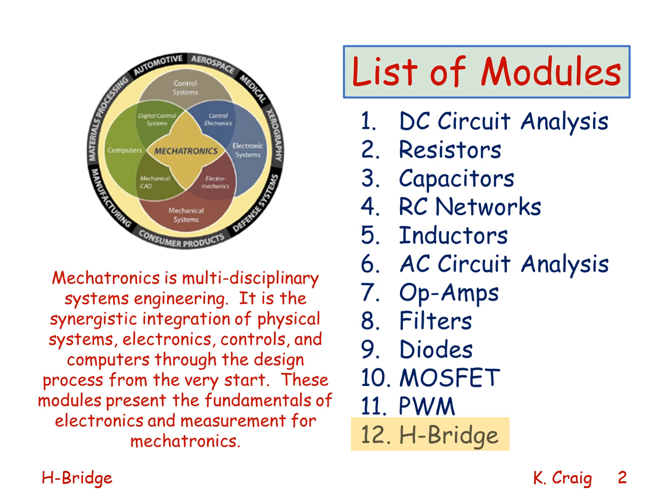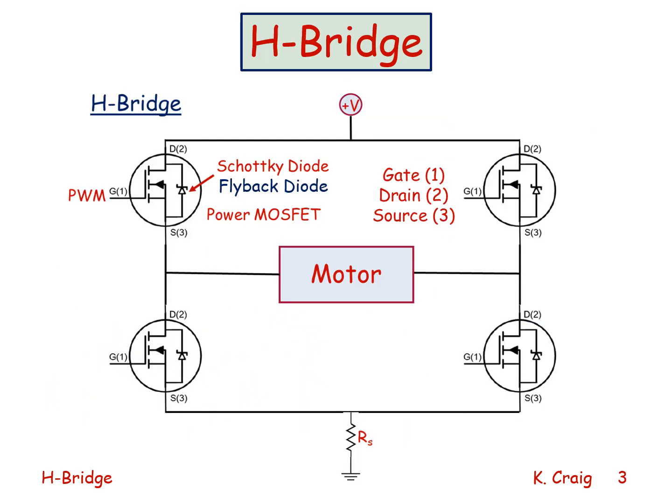This module is on the H-bridge. Here is a diagram of a H-bridge. The H-bridge consists of 4 transistors. Here I show power MOSFETs, metal oxide semiconductor field effect transistor. The MOSFET has a gate, a drain, and a source. You learned about the MOSFET in a previous module.